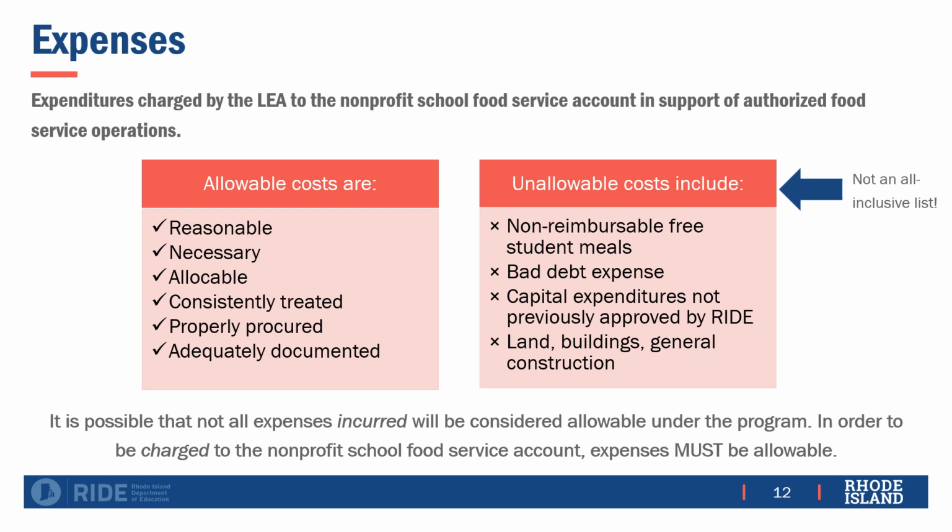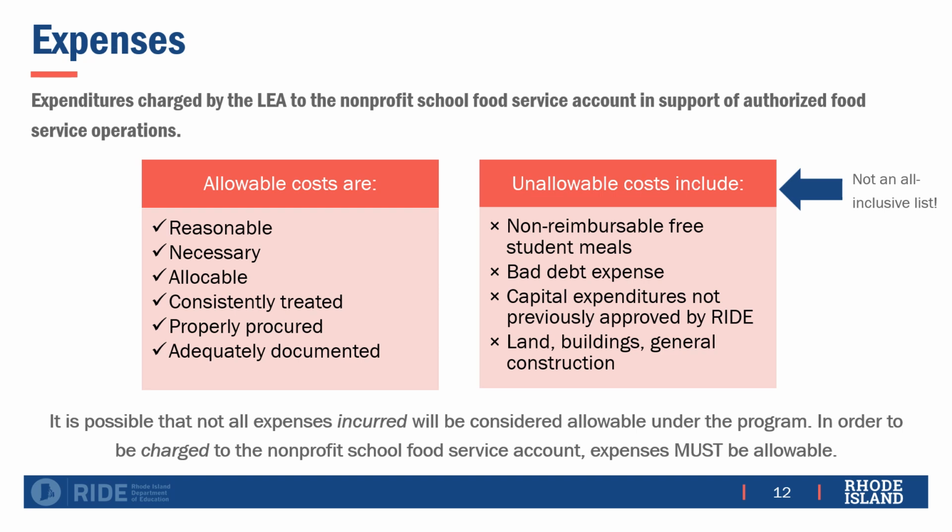Unallowable program expenses do not meet the criteria for reasonable, necessary, or allocable, or are otherwise prohibited by state or federal law, regulation, or guidance. Common unallowable costs include, but are not limited to, non-reimbursable free student meals, bad debt expense, capital expenditures not previously approved by RIDE, and expenses related to land, building, or general construction. We'll discuss these unallowable cost examples in more detail later in the presentation.